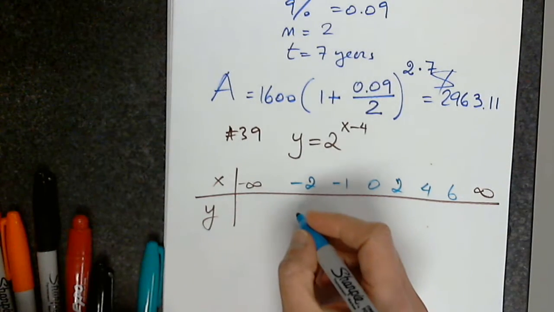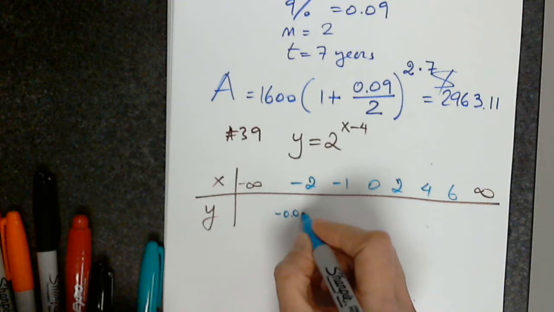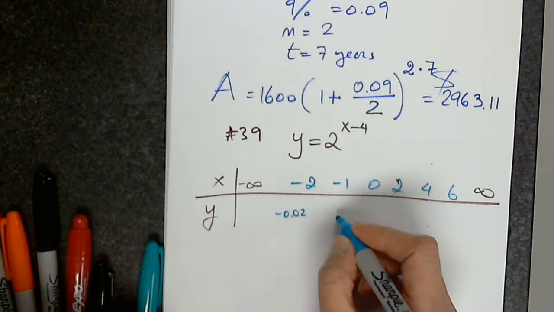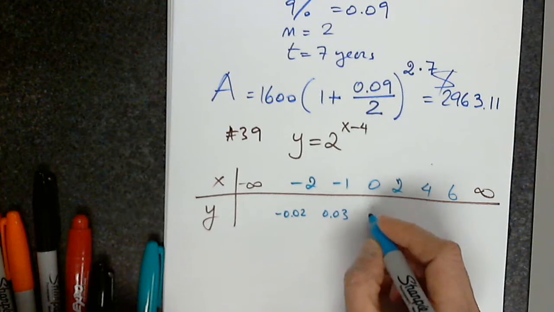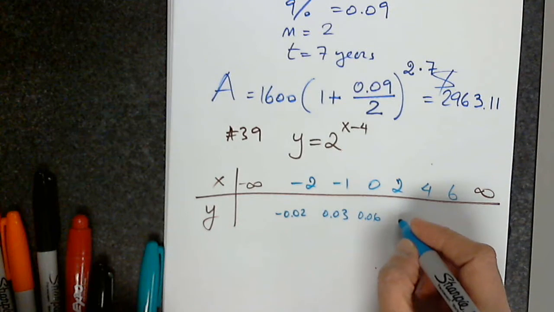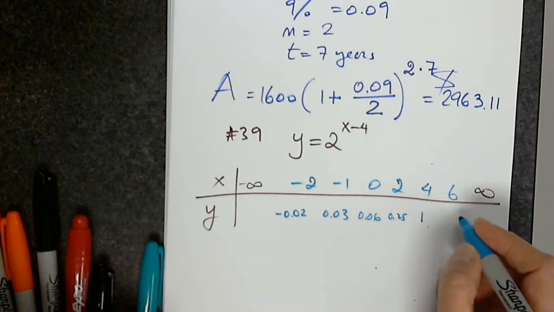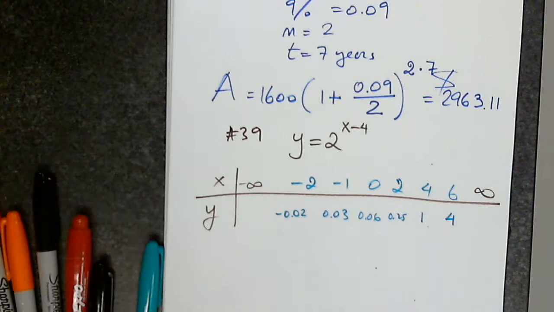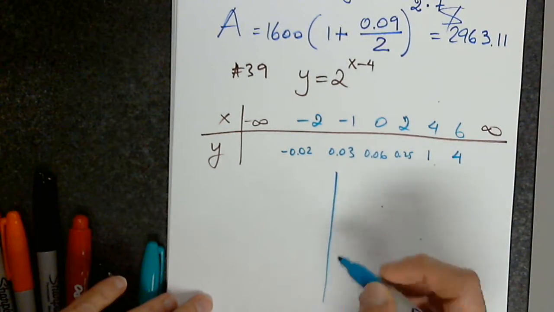The first one is ridiculous. I can't even, but that's a legitimate number. For -1, 0.03. For 0, 0.06. For 2, 0.25. For 4, 1. For 6, 4. I copied those numbers in my chart. Here they are. And now I'm going to graph.